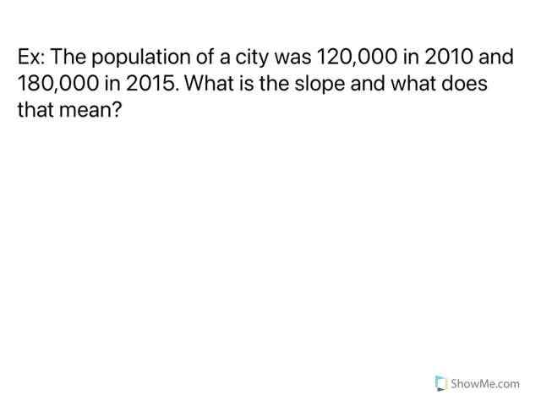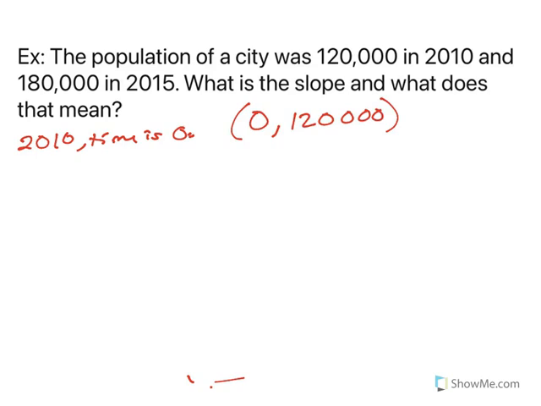Let's do some examples. The population of a city was 120,000 in 2010 and 180,000 in 2015. What is the slope and what does that mean? All right, well, I always like to say time of 0. So we're going to say in 2010, time is 0 because that's our initial time. So that means the ordered pair time of 0 has a population of 120,000. Now that means in 2015, time would be 5, right? Because it's 5 years after 2010. So in time 5, my population is 180,000.